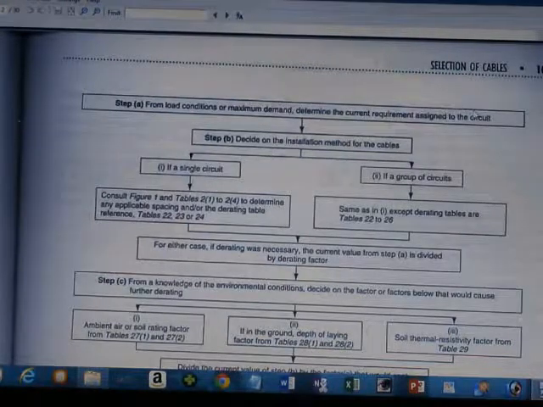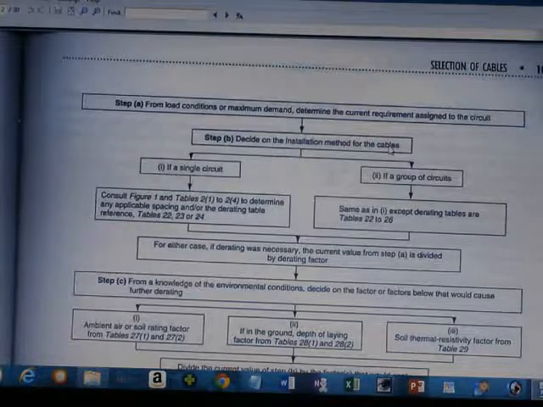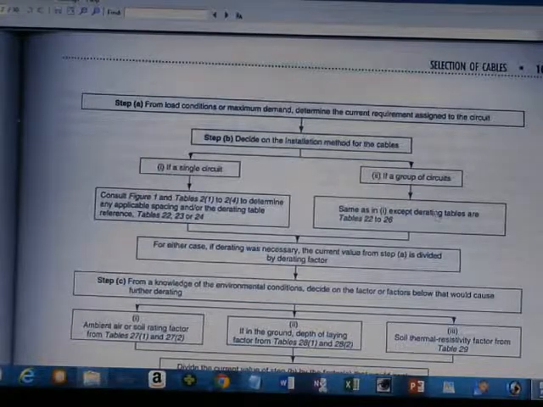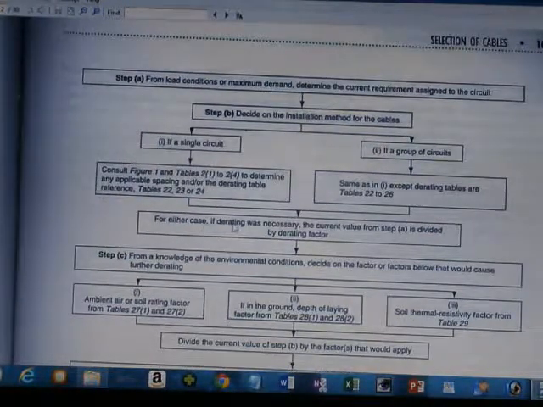And therefore, from the load condition we determine the maximum demand and current requirement, and decide on the installation method for the cable, whether you are using the enclosed or the unenclosed method. And then in a single circuit, there are two kinds of conditions. In a single circuit, we have to determine the appropriate table. AS3000 is the table you utilize, and we have to find out the derating factor. When there is a group of circuits, we also utilize the derating table. And then with the derating factor, we have to determine the derated current.